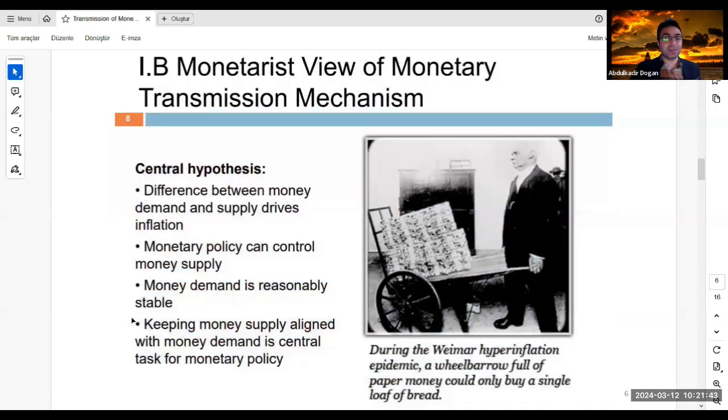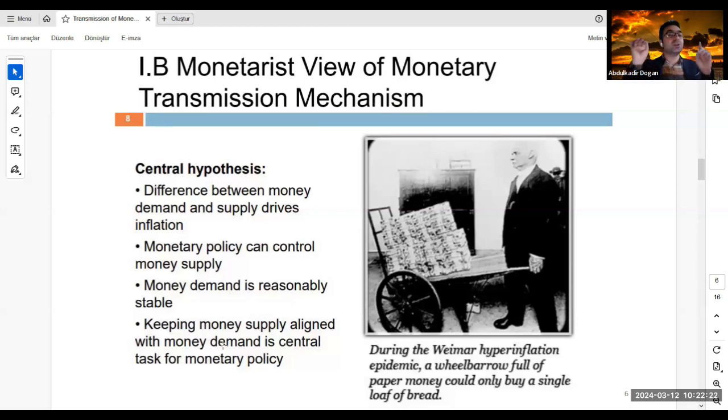Then, as you see here, keeping the money supply aligned with money demand is the central task of monetary policy. So I should keep in mind that I should try to control the money supply in the market, and my ultimate target will be to align money supply and money demand. If the relationship between money demand and money supply is stable, then at the end we will reach price stability. If prices are stable, there will be no inflation in the market.